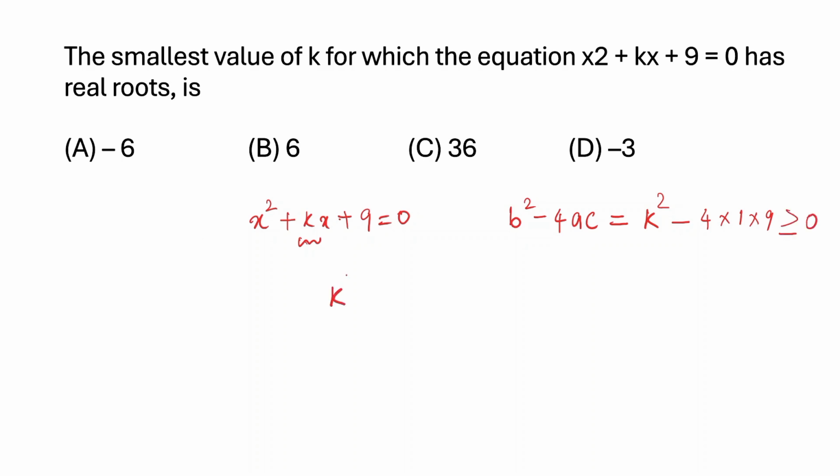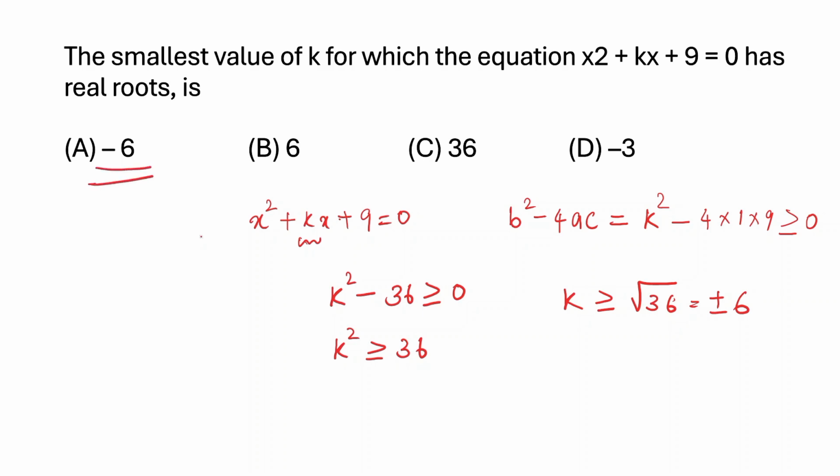So k square minus 4 nines are 36. It should be greater than or equal to 0. So k square should be greater than or equal to 36. So the magnitude of k must be greater than or equal to square root of 36, that is plus or minus 6, right? So k must be greater than or equal to plus or minus 6. So the smallest value is minus 6, right? Greater than or equal to means the smallest one will be minus 6.